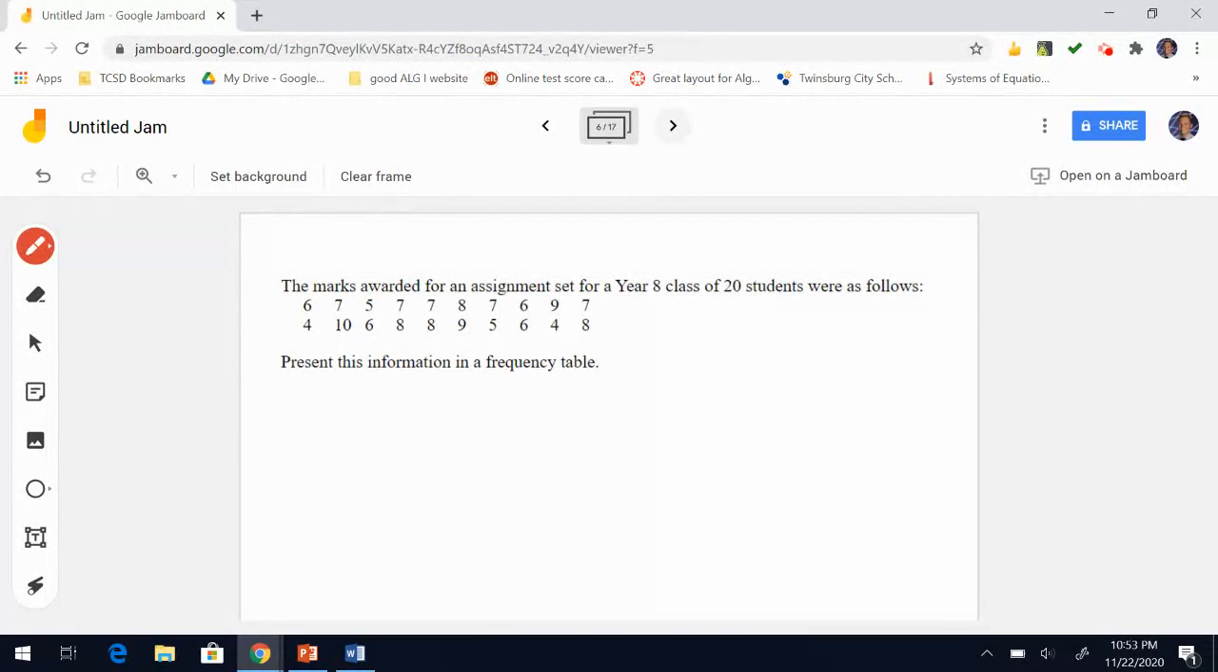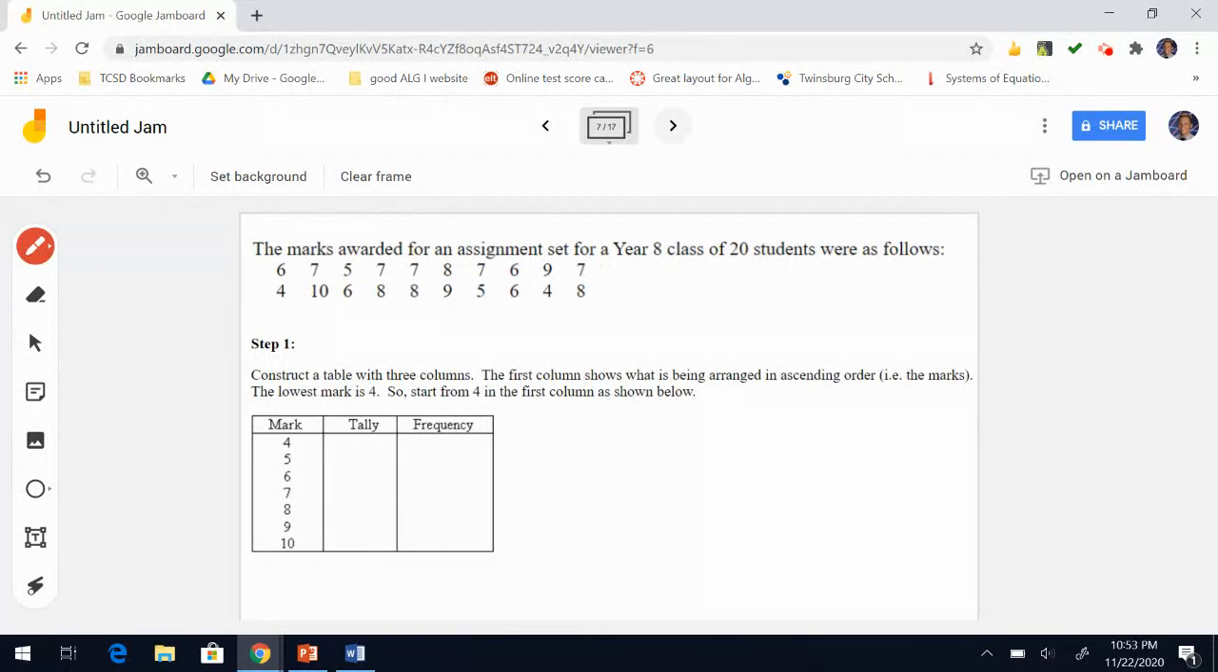The marks awarded for an assignment set for a year 8 class of 20 students were as follows. So 6, 7, 5, and so on. Present this information in a frequency table. So step 1, I'm just going to save time before I prepared this. Construct a table with 3 columns. You have your marks, your tallies, and then your total is going to be your total marks of the tallies. The first column shows the marks arranged in order, i.e. lowest to highest. So 4, 5, 6, 7, 8, 9, 10.